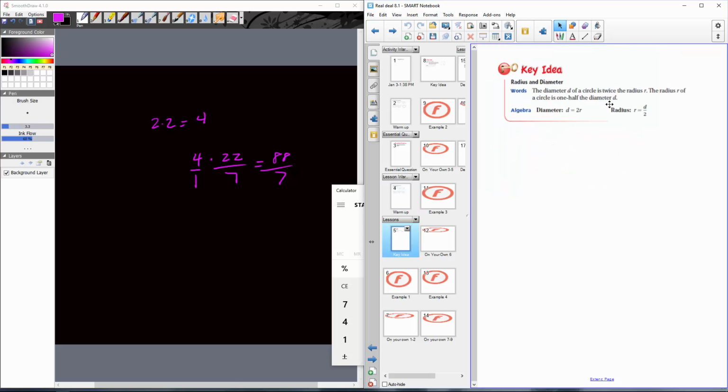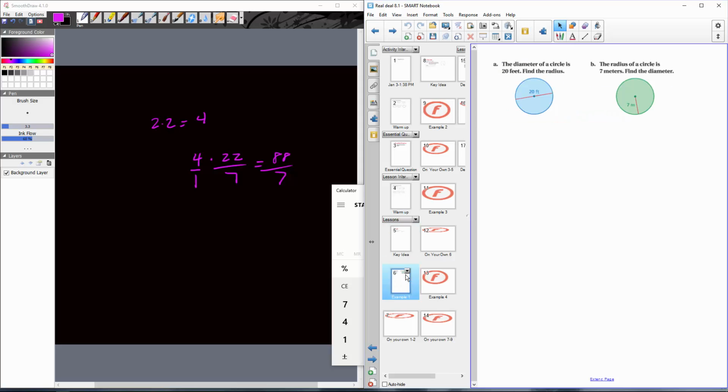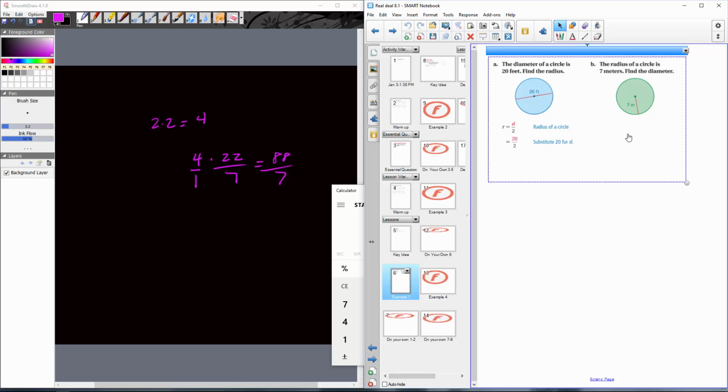So here are the big key ideas: a diameter is equal to 2 radiuses, and a radius is equal to diameter divided by 2. These mean exactly the same thing, it's just in the way that I'm looking at them. So if the diameter of a circle is 20, find the radius. Well, it's half of this, right? So it would be 10. If this is 7 for the radius, what's the diameter? I double it and I get 14.